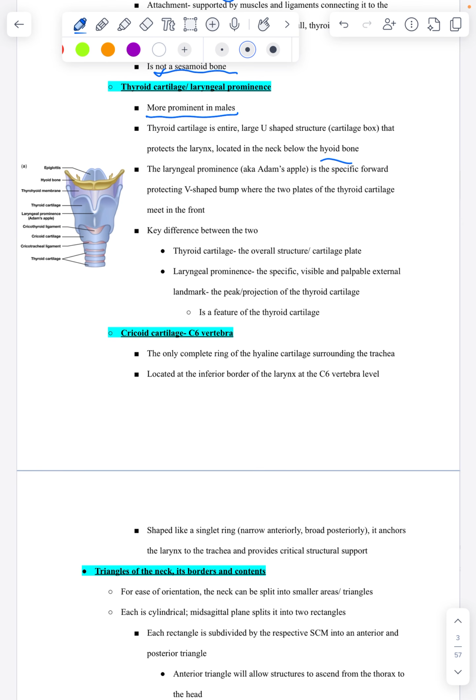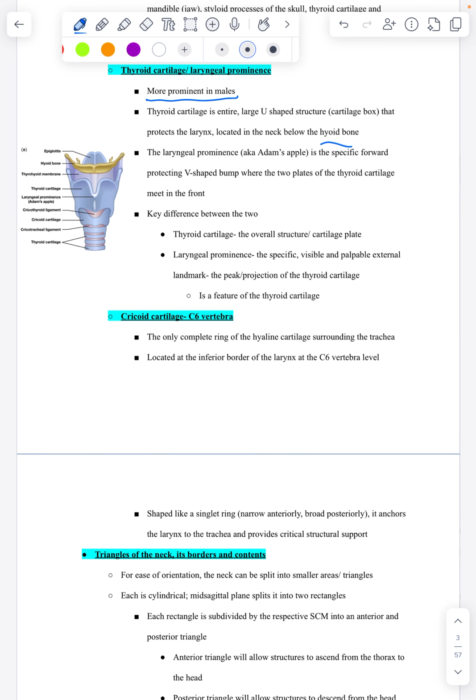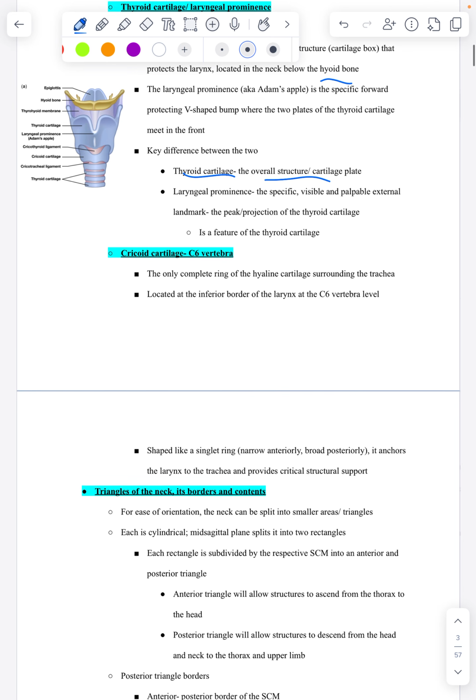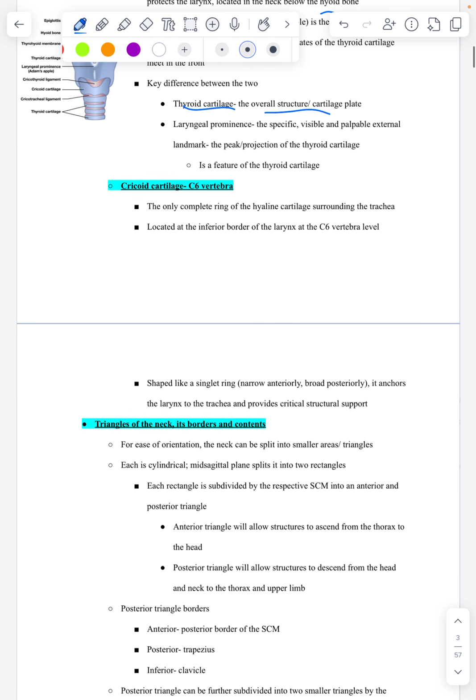We know it's below the hyoid because we already said the hyoid is above this. Then the Adam's apple or laryngeal prominence is the specific V-shaped thing where two plates of the thyroid cartilage meet in the front. So this and this are going to meet here in the middle. So the whole overall structure is the thyroid cartilage, and the laryngeal prominence is just a part of it, the specific, visible, palpable part. So it's a feature of the thyroid cartilage.